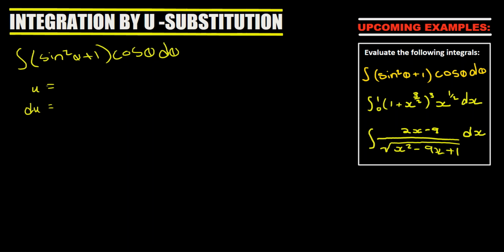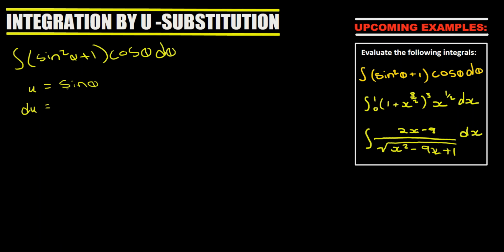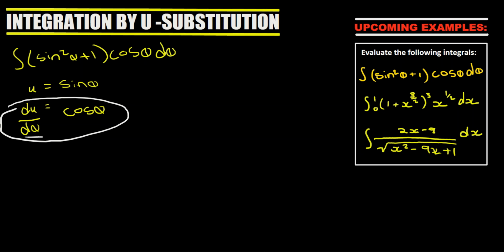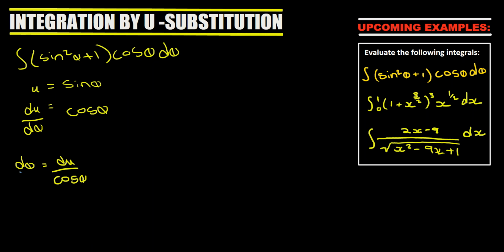If we let u be cos theta, then it's not going to get rid of sine squared theta plus 1. So we can let u equal sine theta. And then we can see that the differential of u with respect to theta is equal to cos theta. From this equation, we can make d theta the subject of the formula. Now that we have d theta and u, we can substitute it into our original equation.